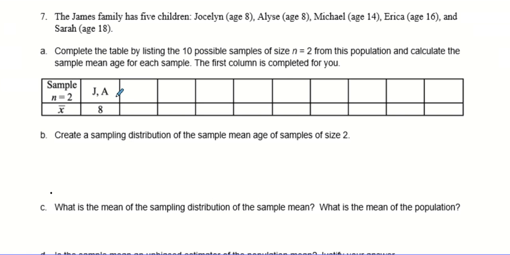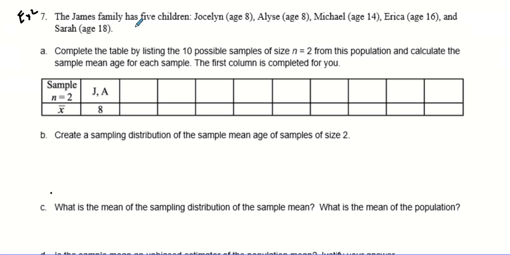All right, well, welcome back, and we're going to be talking about 7.1. We're on day 1, and we are doing some sampling distributions. And what we have here is an example. This is actually example number 2 of some sampling distributions.